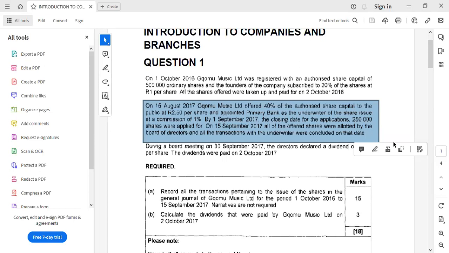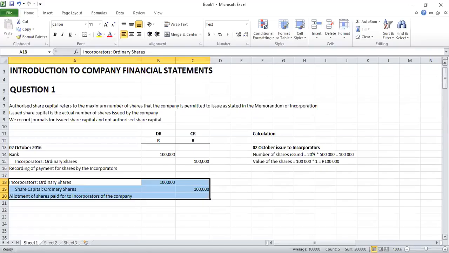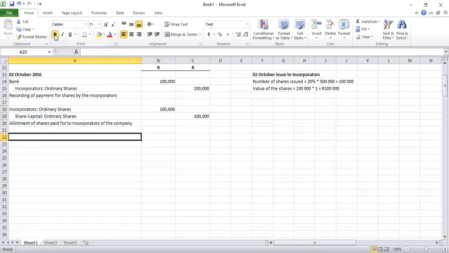Right. So the first thing, let's follow these events properly. The first thing on 15 August, there was an offer of the shares to the public. When you are making an offer, you write up your prospectus and you advertise that you are selling shares. So when we say there's an offer, they are just advertising that they are selling shares. Right. So we should know that 15 August 2017, offer made to the public.